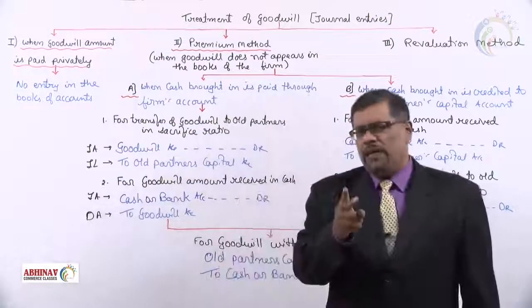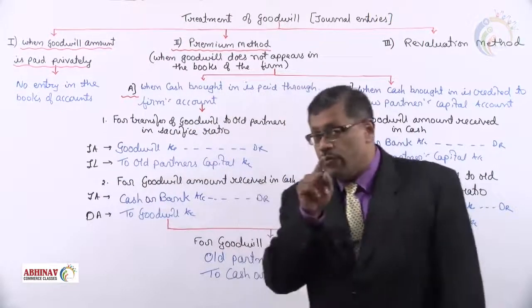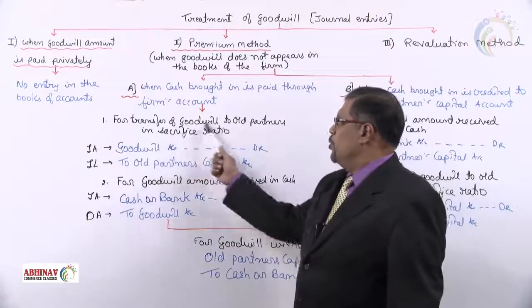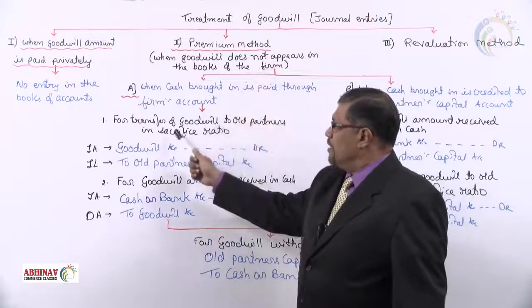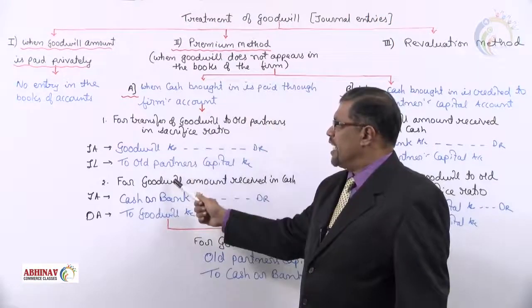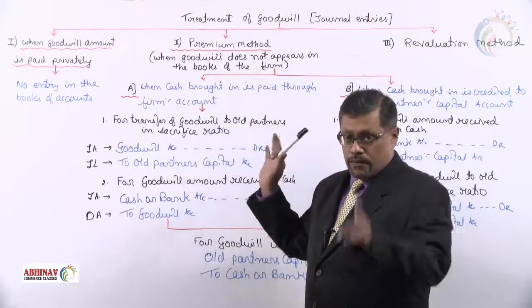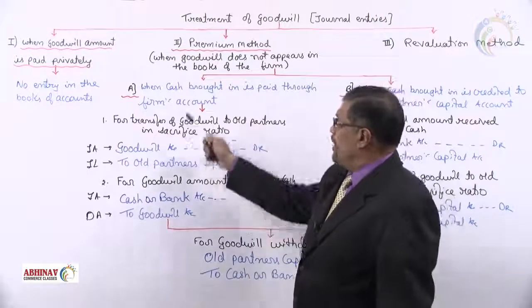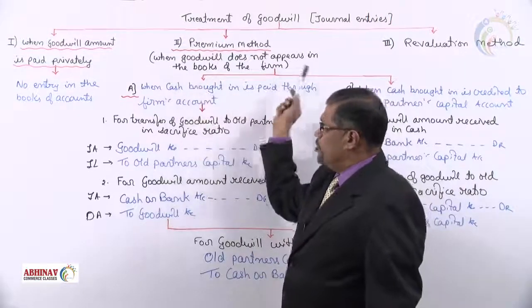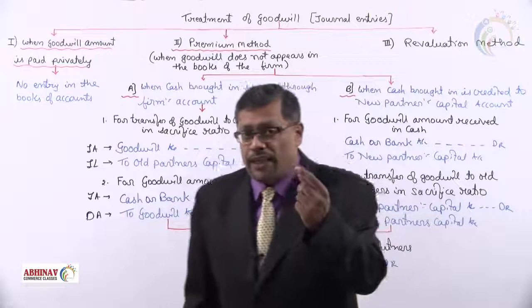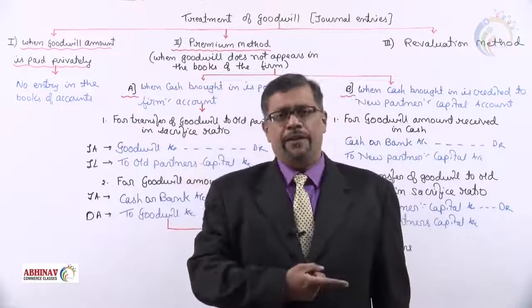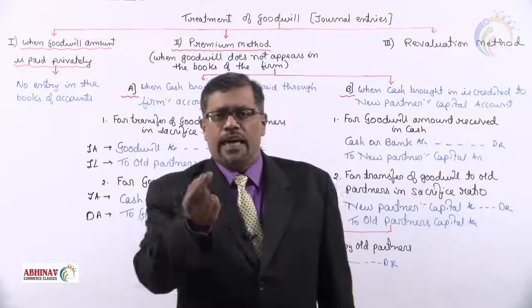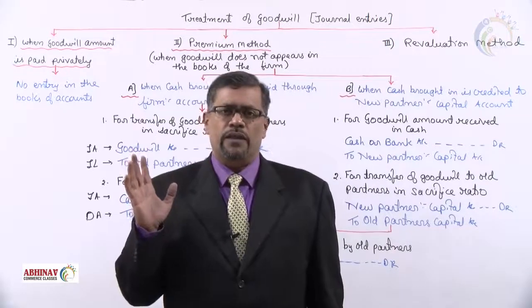These are the two compulsory entries when you find out that goodwill does not appear in the books and the new partner has brought in cash for goodwill. I repeat, when you find out that goodwill is not given in the books and the new partner has brought in cash for goodwill, two compulsory entries: transfer goodwill to capital and then show that cash is received for goodwill.